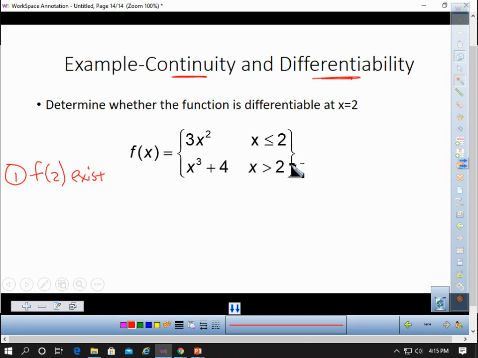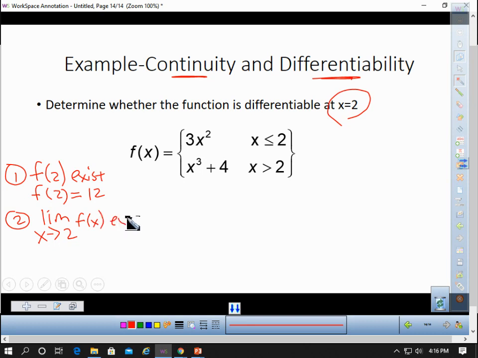All right, so if I look over here, we have equality here where x equals 2. So when I plug a 2 in here, 2 squared is 4 times 3 is 12. So f of 2 does exist, it's 12. All right, step number 2. Step number 2 is our limit as x approaches 2, because that's where the break is, of the function has to exist.